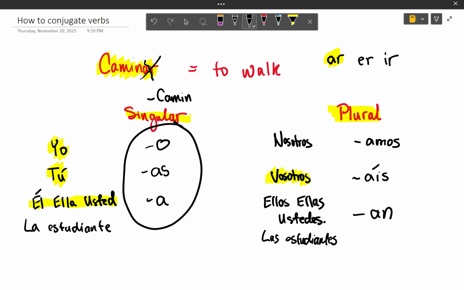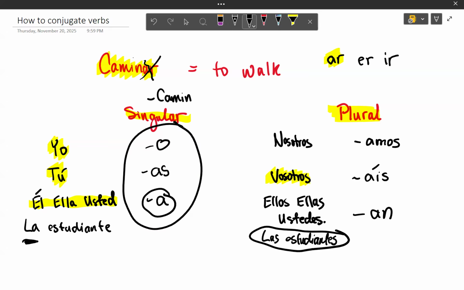Sorry about that. I don't want to start re-recording this. So if it's singular, la estudiante is singular, it's probably going to be that form there. If it's plural, you go over here and it'll be las estudiantes, usually if it's plural.